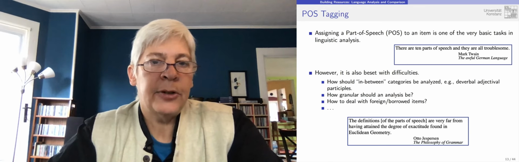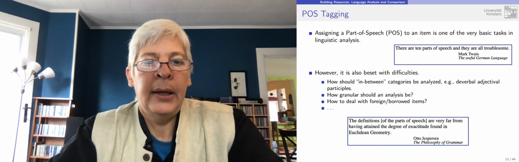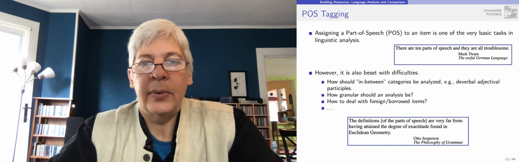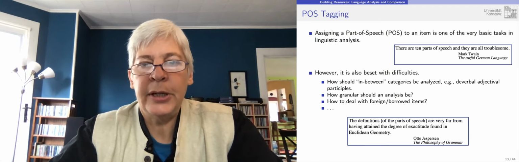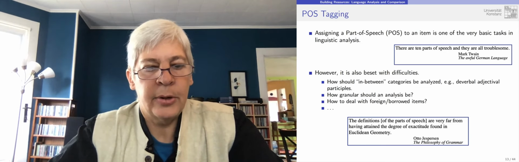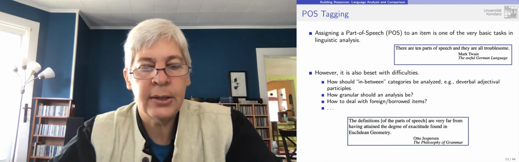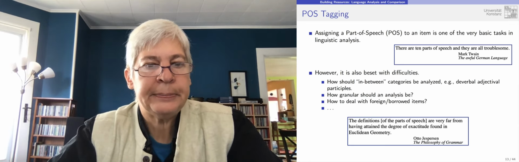So assigning a part of speech tag to an item is one of the very basic tasks in linguistic analysis. It's really, really basic. But as you can see from the quotes here, it's also difficult. Mark Twain, in his essay on the awful German language, notes that there are 10 parts of speech in German and they are all troublesome. Otto Jespersen, in his Grammar of English, says the definitions of parts of speech are very far from having attained the degree of exactitude found in Euclidean geometry. So you'd like to have an exact system, but it's very difficult.